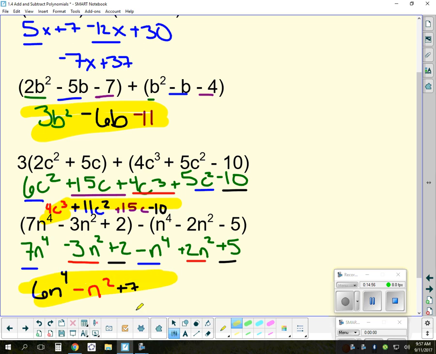Notice my answers are in standard form. Sometimes you're missing a term. For example, my last problem goes from n to the fourth. There's no n to the third term, and then n to the second. That's okay. If they're missing one, no big deal. You just leave it out. No n to the first term, no big deal.